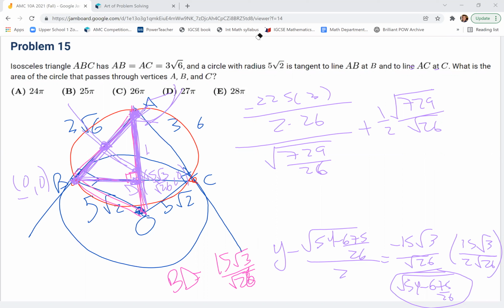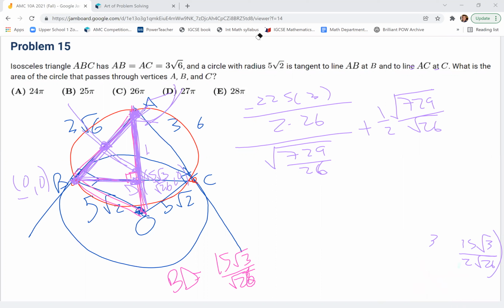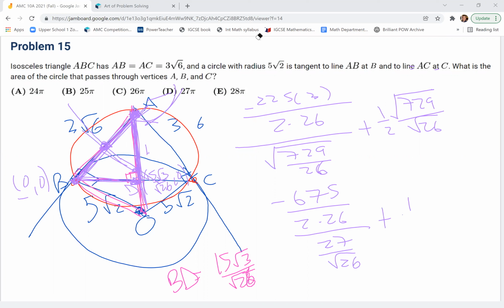So essentially what I'm left with, and again, I'm going to erase here so I have a little bit more room. So that's going to give me 225. So that's going to be negative 675 over 2 times 26 over 27 over root 26, right? Plus 1/2 27 over root 26.